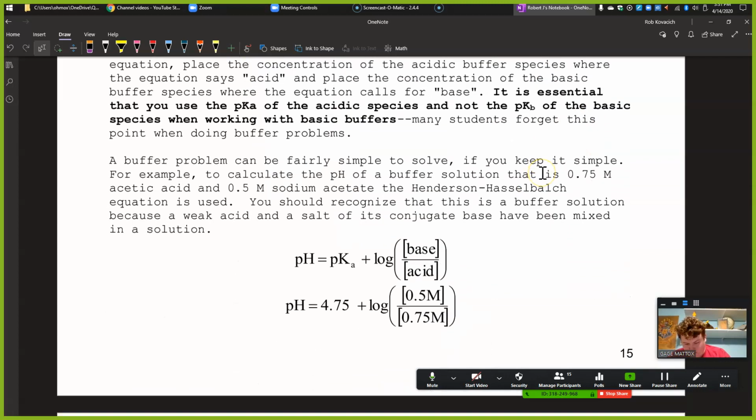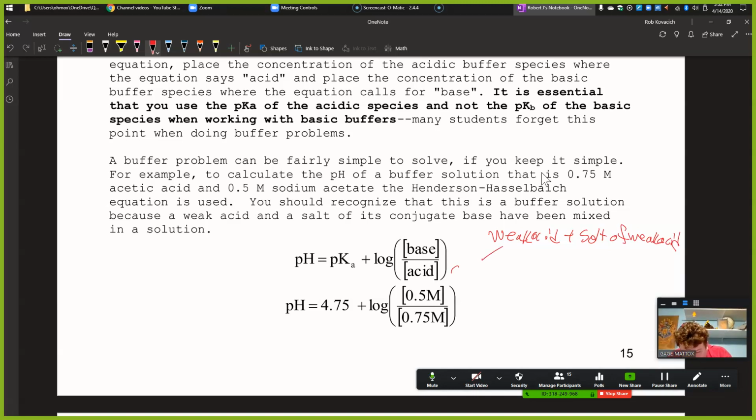Okay, so we'll do a really, really simple one here. A buffer problem can be super simple, or it can be much more complicated. So if you're being told to calculate the pH of a buffer, what you need for a buffer is, say, a weak acid plus salt of the weak acid. Okay, so this first part's easy.